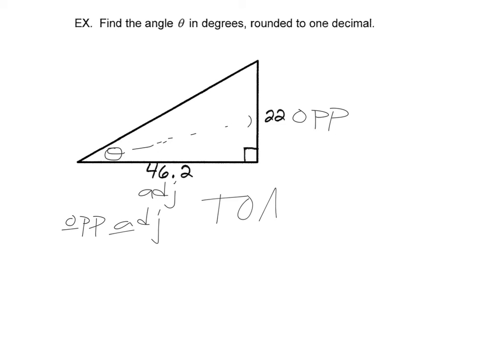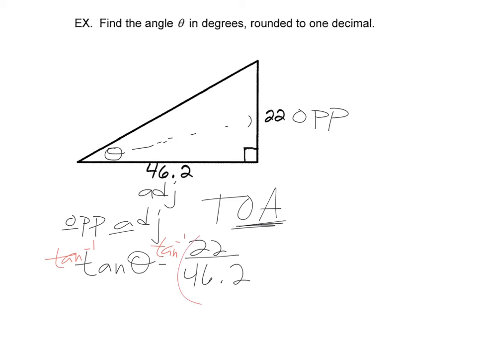We need to use tangent, because tangent's the function that has opposite and adjacent. So we'll write tangent of theta is equal to the opposite over the adjacent. And to get rid of tangent, we do inverse tangent on both sides. And you want to have that whole fraction in parentheses. So when you put inverse tangent of 22 over 46.2 in your calculator, you get 25.46 degrees. There's a little homework hint in the notes, so be sure you look at the notes.